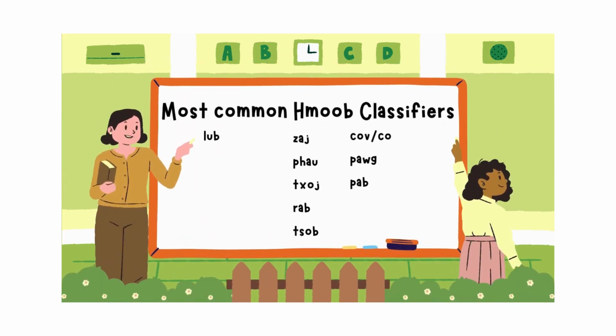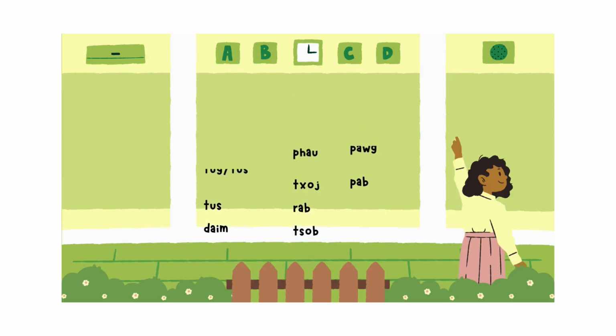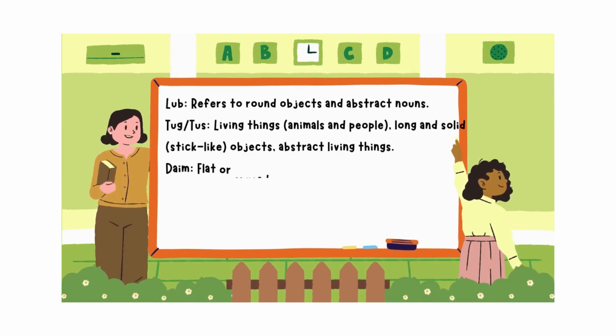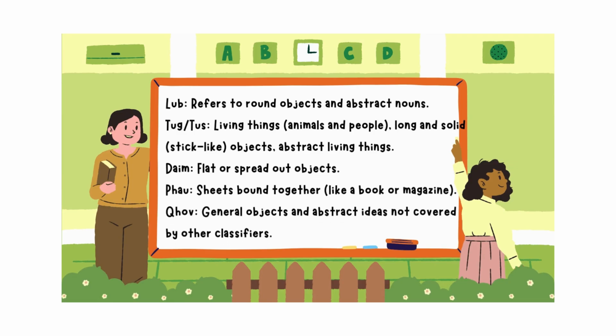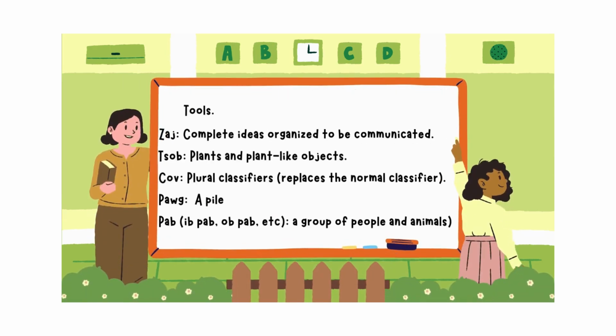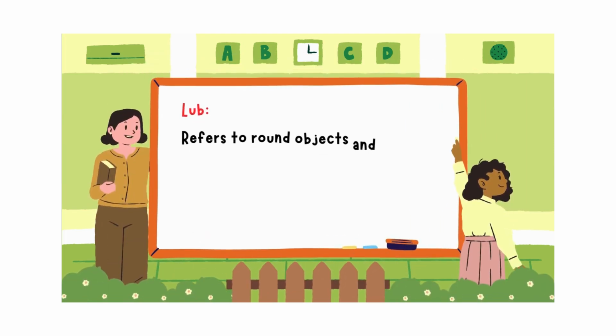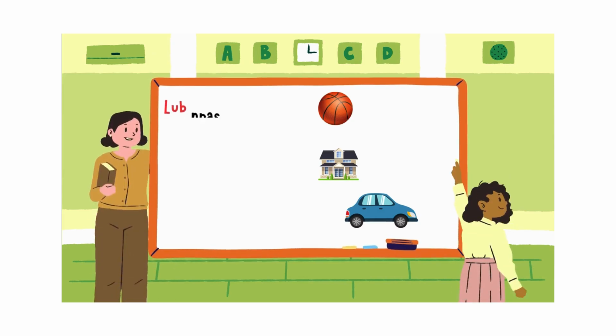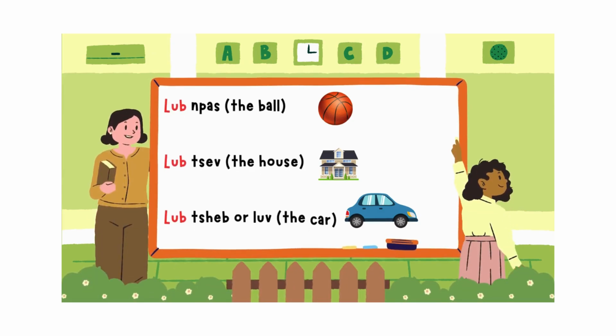In no particular order, here is a list of the most common Hmoob classifiers. And here is a list of their definitions. Let's look at the classifier Lu. Lu refers to round objects and abstract nouns, such as Lu Ba, the ball, Lu Jie, the house, Lu Che, or Lu Lu, the car.